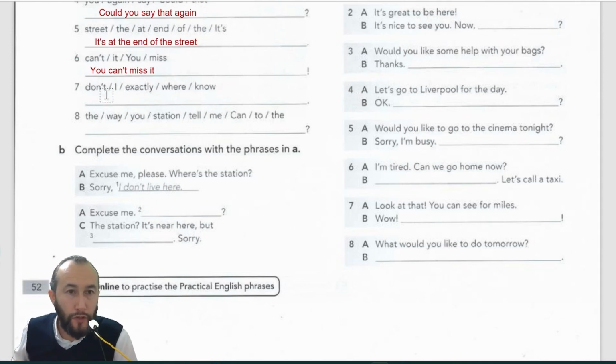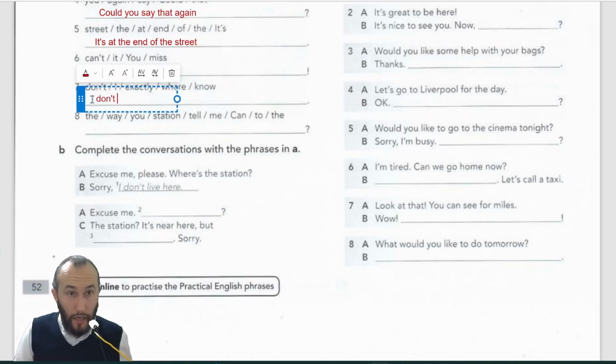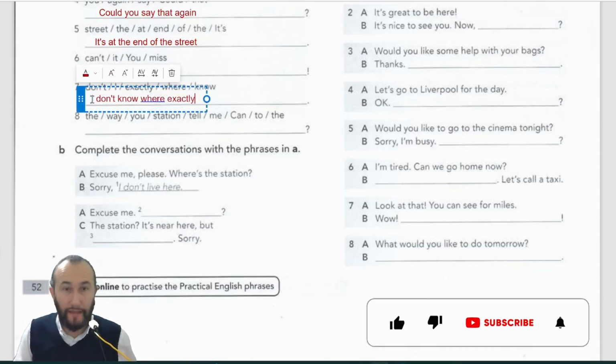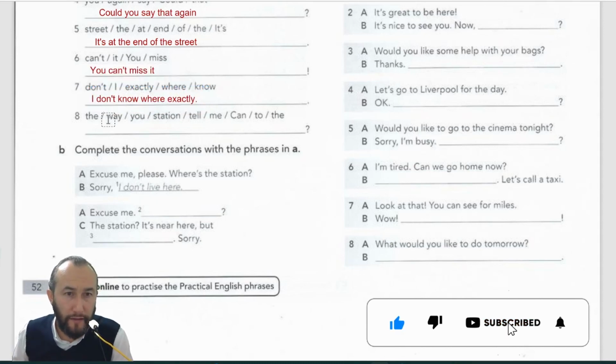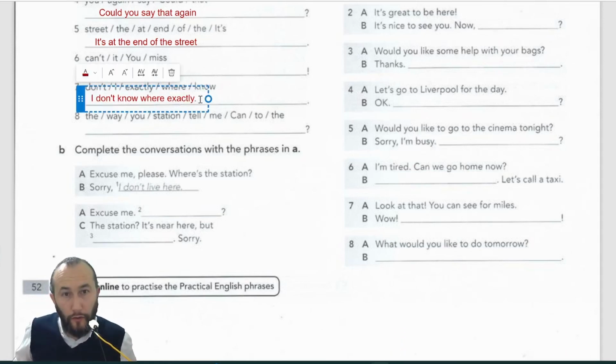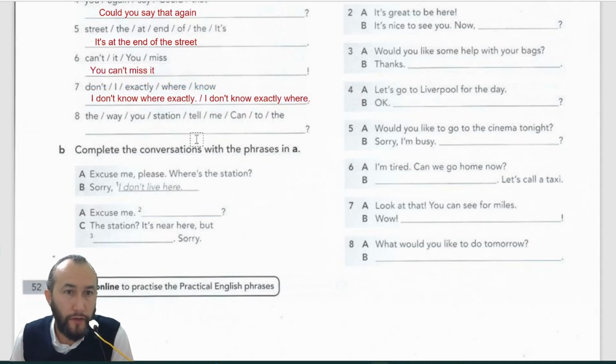7. So don't I exactly where now? So I don't know where exactly. Okay, so I don't know. I don't know where exactly. So here we can say, there's another way we can say that. I don't know exactly where. The second way is also fine. It works. So I don't know where exactly, or I don't know exactly where. In speaking, we can use both of it, guys.